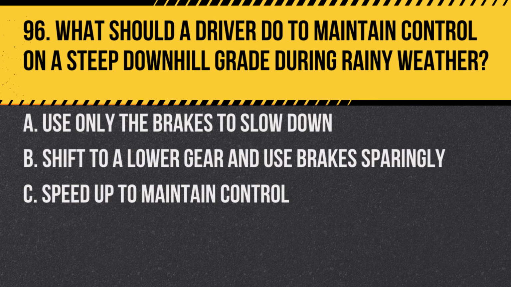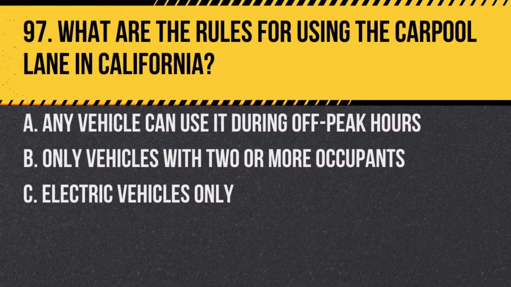Question 96. What should a driver do to maintain control on a steep downhill grade during rainy weather? A. Use only the brakes to slow down. B. Shift to a lower gear and use brakes sparingly. C. Speed up to maintain control. Answer: B. Shift to a lower gear and use brakes sparingly. On steep downhill grades during rainy weather, use engine braking by shifting to a lower gear and apply the brakes sparingly to maintain control.